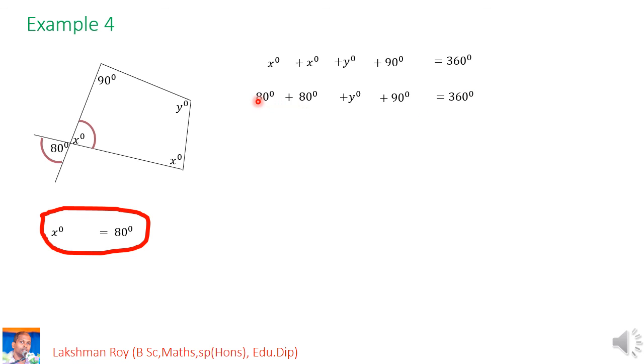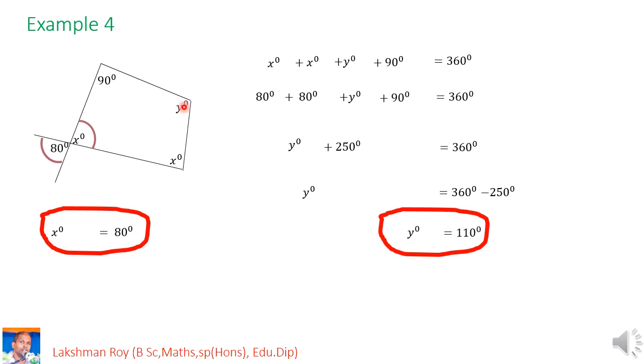Now in the left hand side, students, 80 degrees, 80 degrees, 90 degrees, so that means we can add these three. 80 plus 80, 160, plus 90, then you get 250. So that is y plus 250 equals 360. Then you can remove this 250, you can subtract 250 from both sides, students, then you get 360 minus 250, that is y equals 110 degrees. So that is the value of the other unknown. So y is 110 degrees.